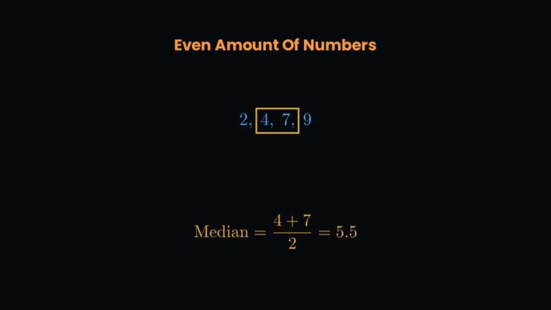But what if there is an even amount of numbers? For example, 2, 9, 4, 7. We sort them in ascending order: 2, 4, 7, 9. Notice that there are 2 numbers in the middle, 4 and 7. Whenever there are 2 middle numbers, the median is always their average. For instance, 4 plus 7 is 11, and 11 divided by 2 is 5.5.